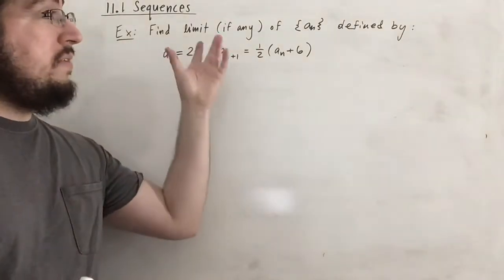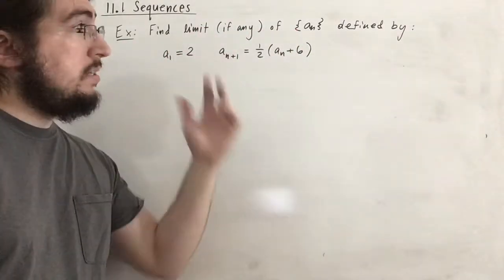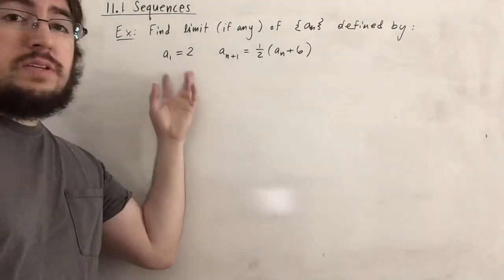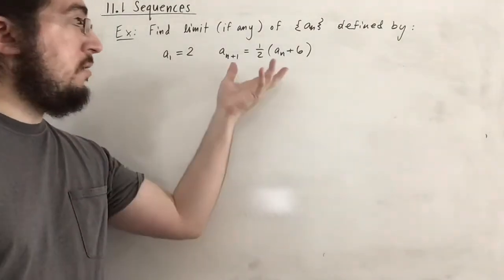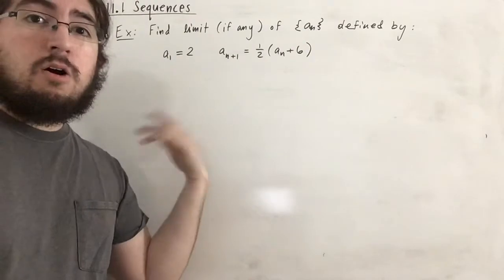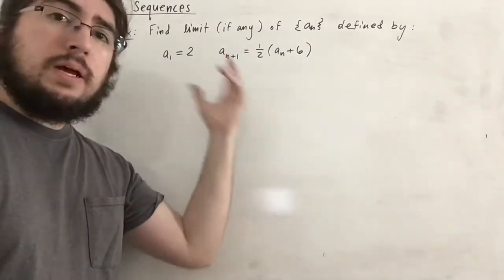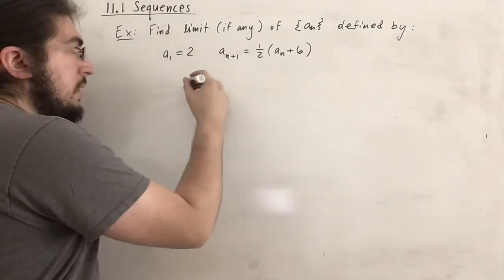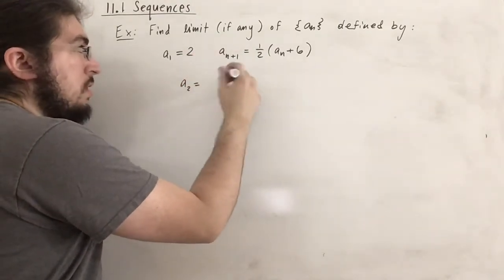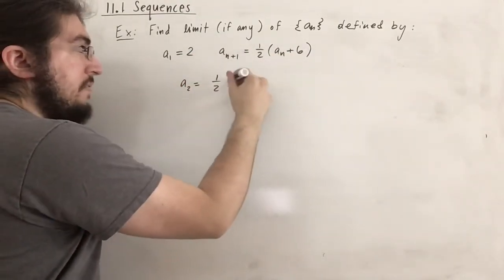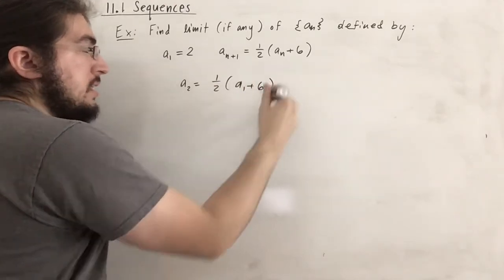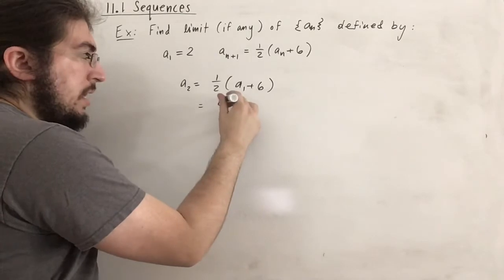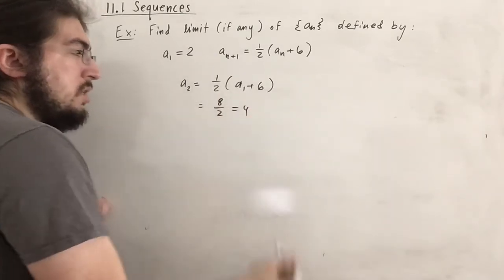We want to find the limit, if any, of this sequence a sub n defined by this recursive relationship here. So we have a starting value, a1 is 2, and then from there, we have a way to find all subsequent values by plugging in basically the previous value. Just to give you an example, we know a1 is 2, so a2, according to this, is 1/2 times a1 plus 6. Since we know a1 is 2, this is 2 plus 6, which is 8. 8 over 2 is 4, so a2 is 4.